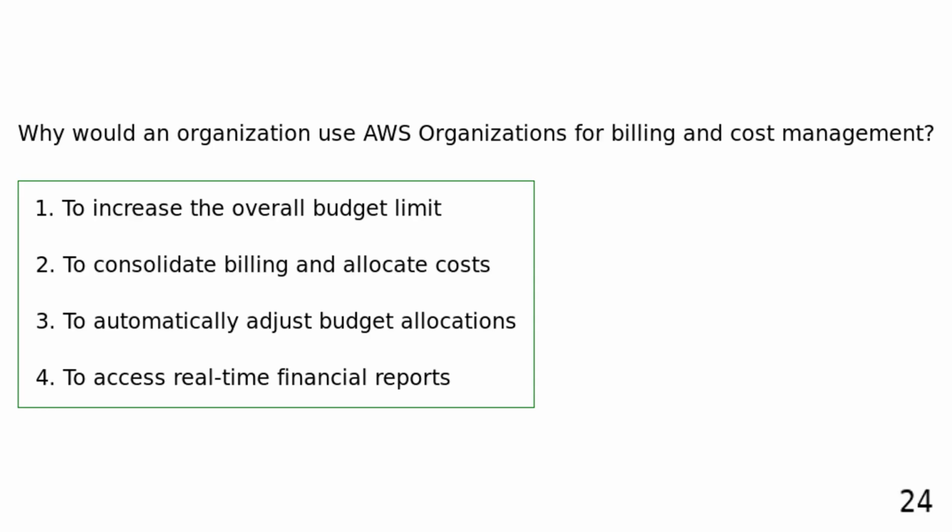Why would an organization use AWS Organizations for billing and cost management? To increase the overall budget limit. To consolidate billing and allocate costs. To automatically adjust budget allocations. To access real-time financial reports.